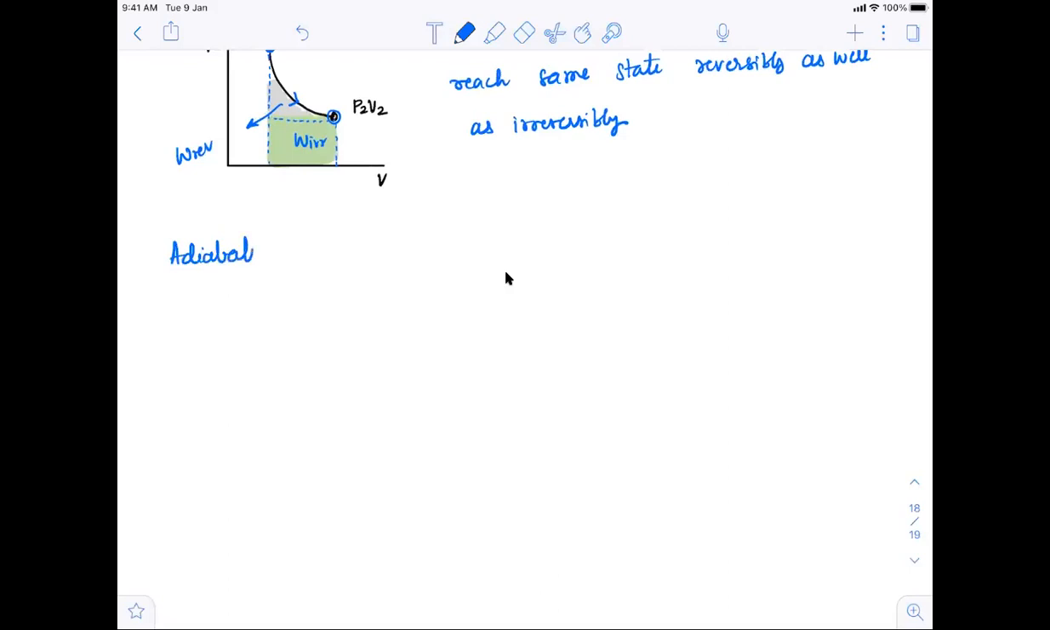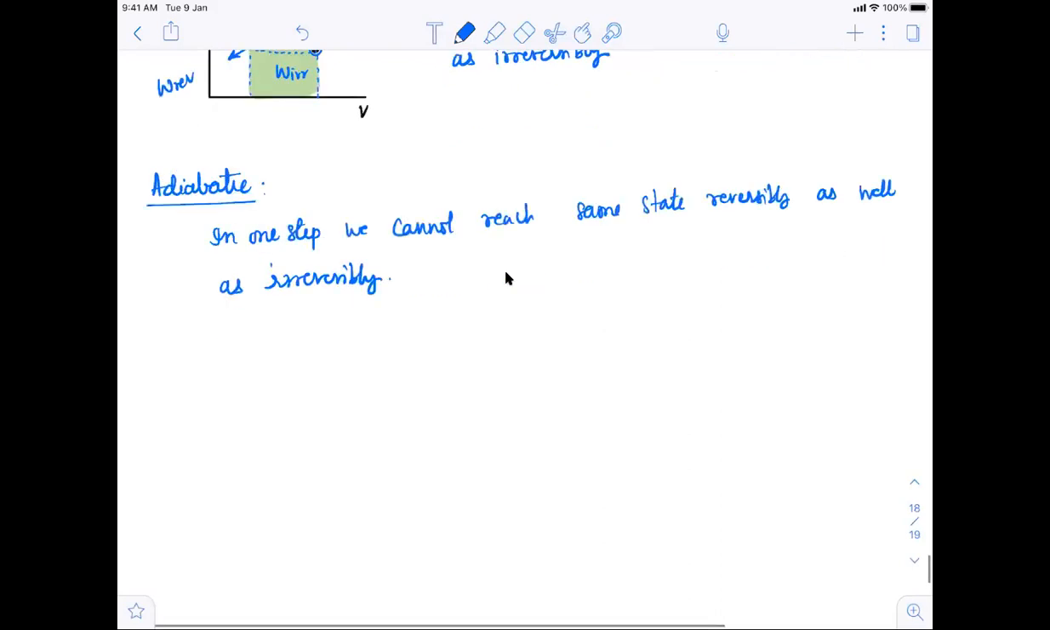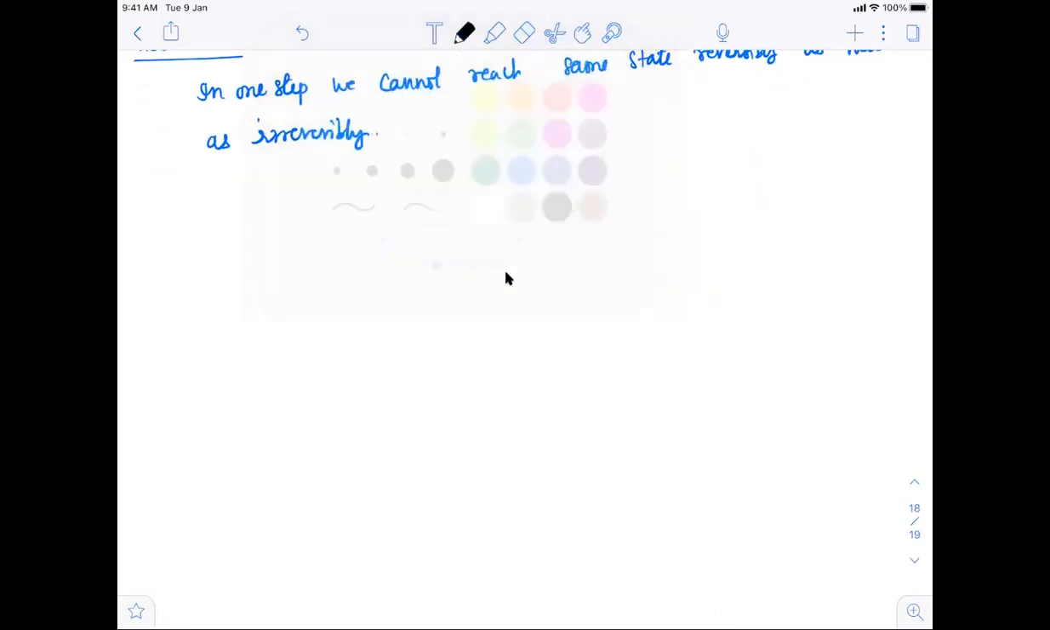If we take the adiabatic case, in one step we cannot reach the same state reversibly as well as irreversibly. To showcase that, check this out.